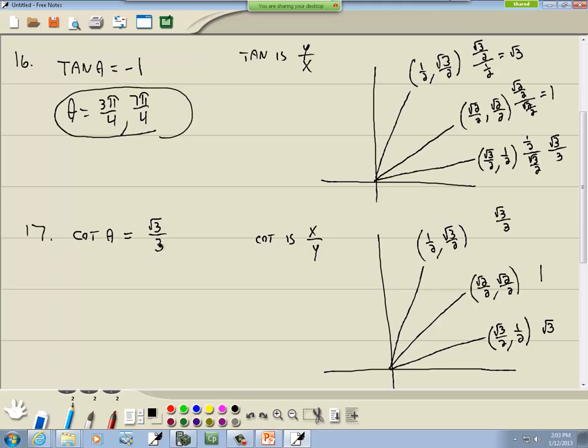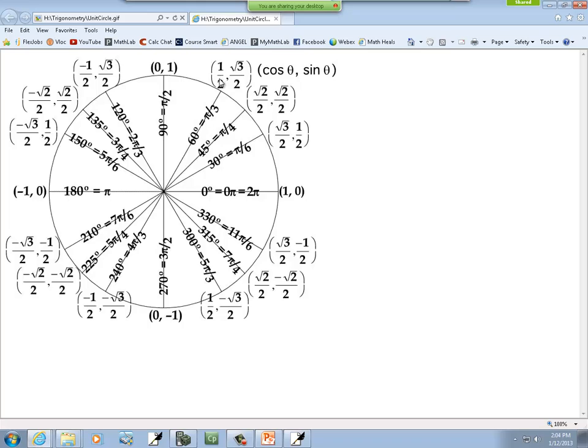Well, we're looking for square root of 3 over 3, which looks like occurs when we got 1/2 and square root of 3 over 2. We got 4 places for that. Here's 1/2, square root of 3 over 2. Here's negative 1/2, square root of 3 over 2. Here's negative 1/2, negative square root of 3 over 2. And here's positive 1/2, negative square root of 3 over 2. It'll always be that way by the symmetry.